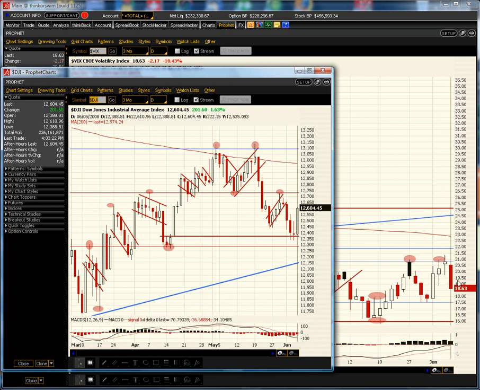So we'd have to see two things. We'd have to see a gradual increase in prices on the VIX going up this way. We'd have to see a gradual decreasing of prices down this way for the Dow Jones Industrial Average before the trend would actually start to continue again.